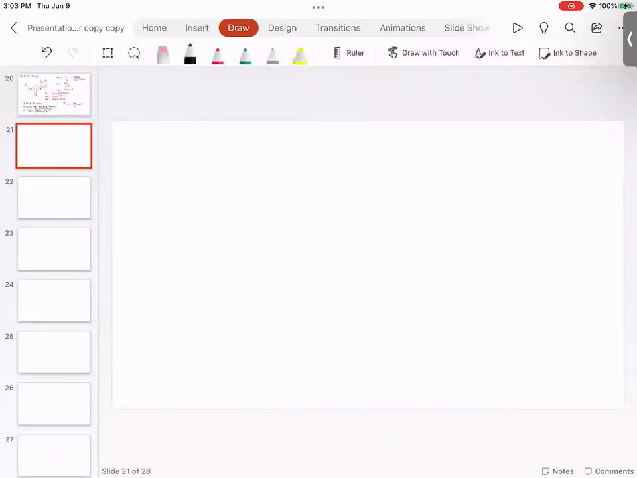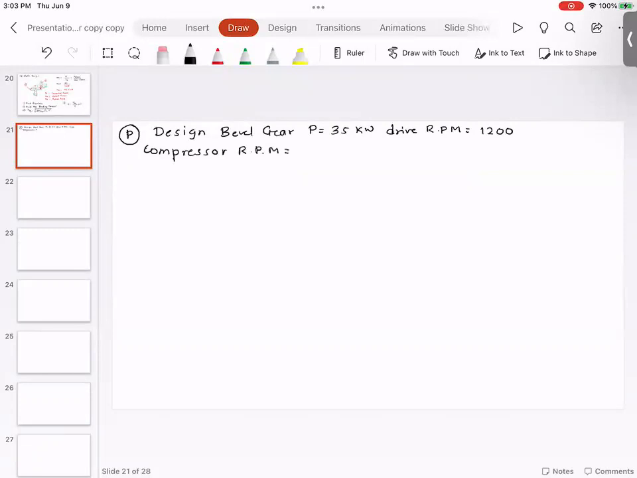So this problem: design a bevel gear pair. Power transmission is 35 kilowatts, drive RPM is equal to 1200, compressor RPM is 780. It's a 90 degree bevel. The pinion has 30 teeth. Pressure angle phi is 14.5.